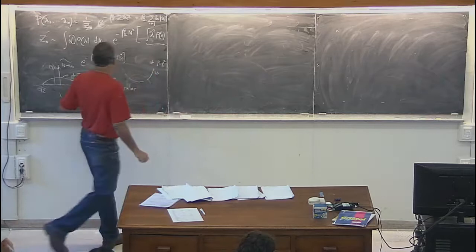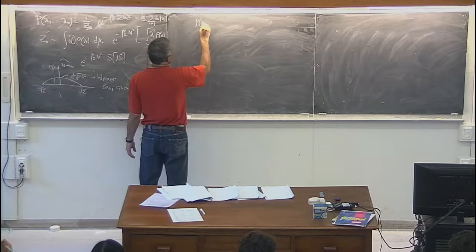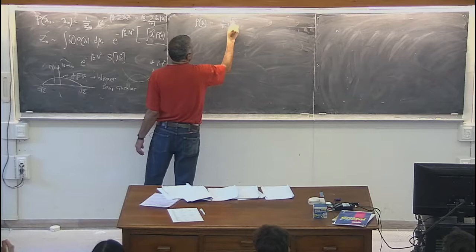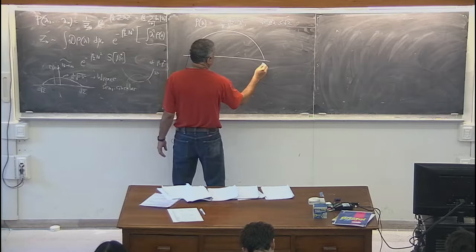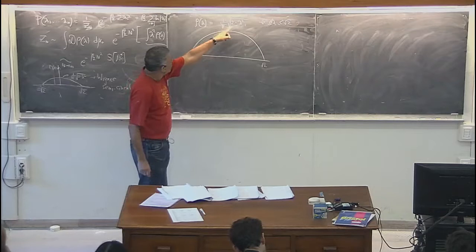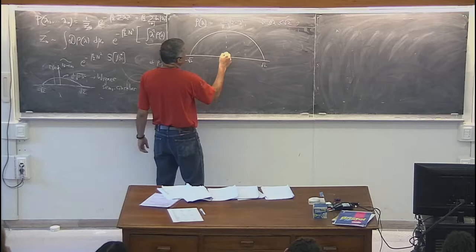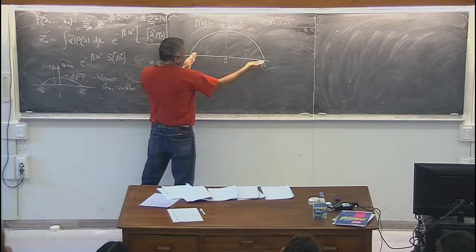So what we have is that the density in the large n limit has this Wigner semicircular form, where lambda is between plus root 2 and minus root 2. So this is the picture. This tells you that it's highest when lambda is close to 0, where the density is square root of 2 over pi. And then as you approach the edges, the density vanishes.